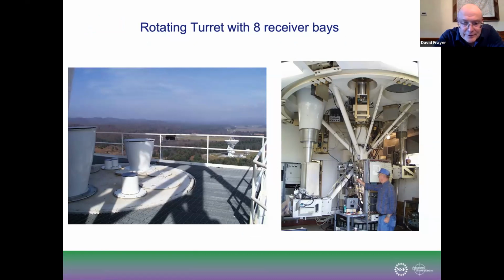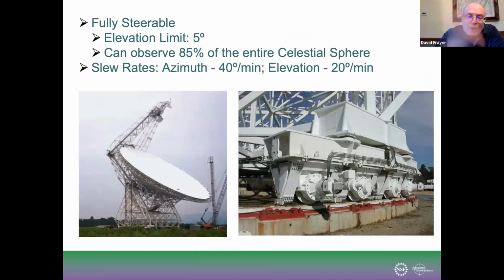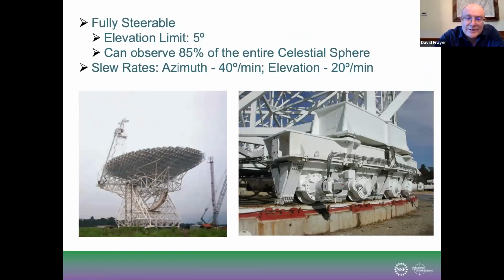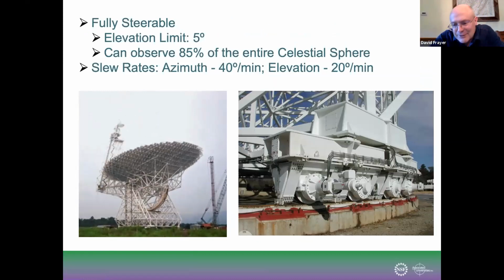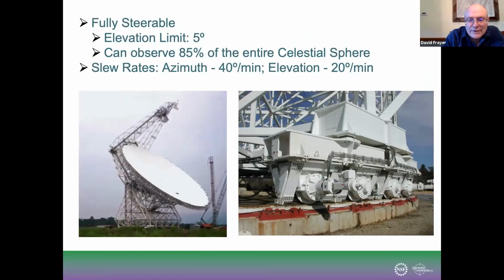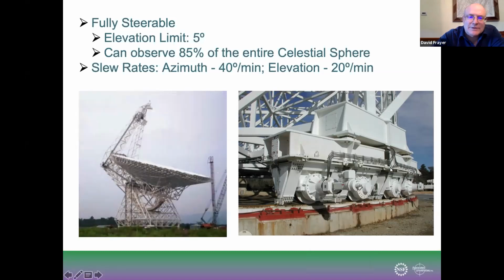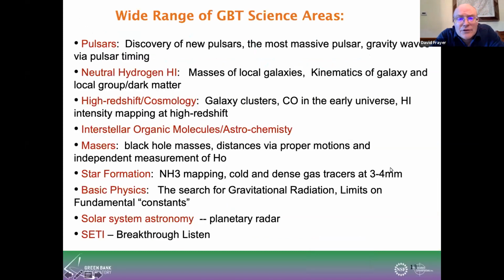And just to show, it does move all the way down to 5 degrees elevation and 360 degrees around in azimuth. So it can cover 85% of the celestial sphere. In terms of the science, we'll give you a listing. Here's just my listing. I think they overlapped. I didn't look to see if you're saying the same things.